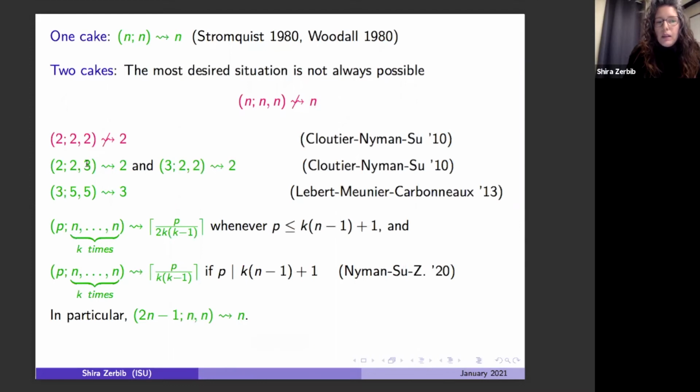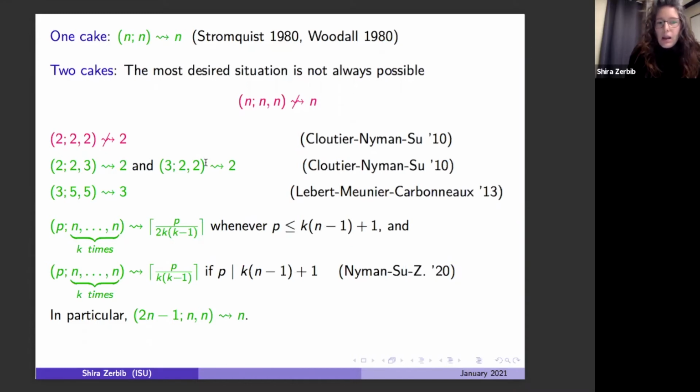One way would be to enlarge the number of pieces that we allow in each cake. So Cloutier, Nyman, and Su showed that if we have two players and two cakes, and instead of dividing each cake into two pieces, we take one of the cakes and divide it into three pieces, then suddenly we can satisfy the two players. But one piece on the second cake will remain uneaten.